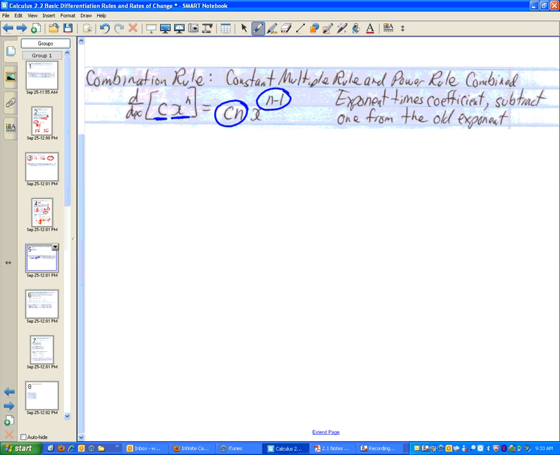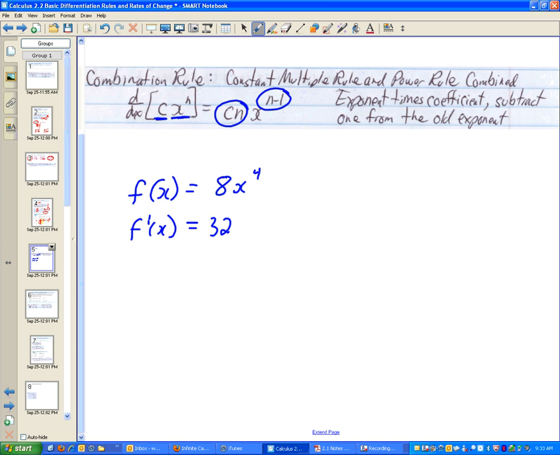So for instance, if f of x equals 8x to the fourth, the combination rule, which is the constant multiple rule and the power rule, says multiply your exponent times your coefficient. 4 times 8 is 32. X, subtract 1 from the old exponent, cubed. And we can do it in one step. So the combination rule is the combination of what? The constant multiple rule and the power rule. But you can't do this one.